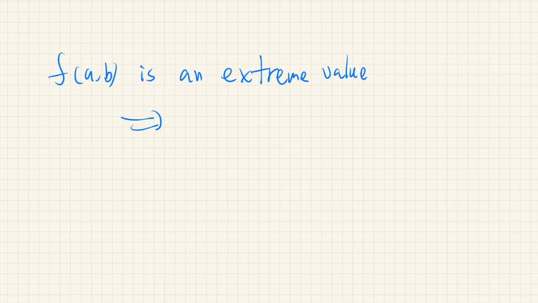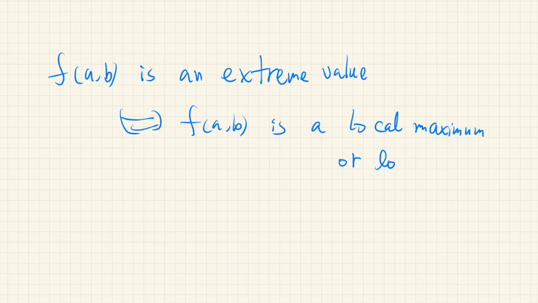By the way, local minimum or maximum values are collectively called extreme values. So if we say f of a b is an extreme value, then we mean f of a b is a local maximum or local minimum.